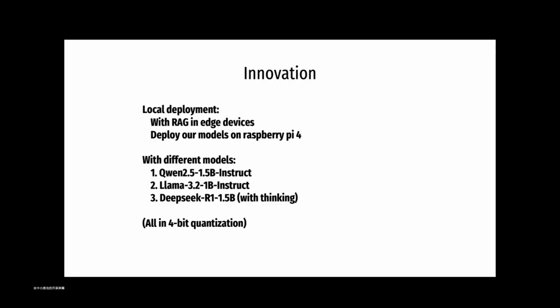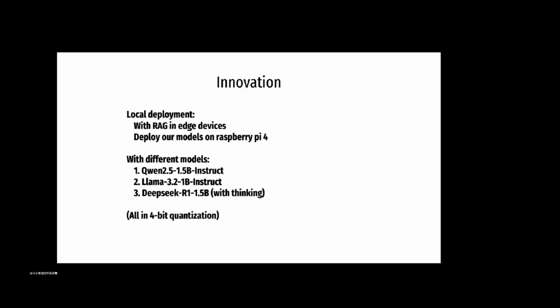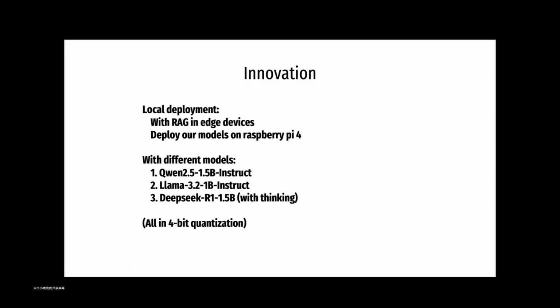Well, this part is about our chatbot deployment. Server deployment is too expensive for some pharmacy stores. So we finally deploy our model on a Raspberry Pi 4 with 3 different kinds of models, which are Qwen 2.5, Llama 3.2, and DeepSeek R1, with around 1 billion to 1.5 billion parameters.